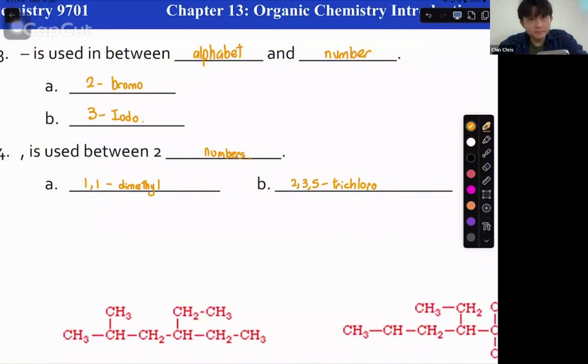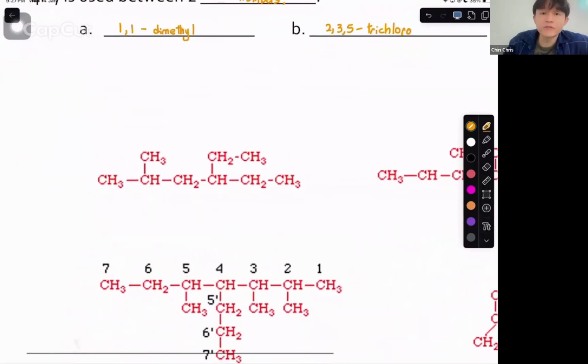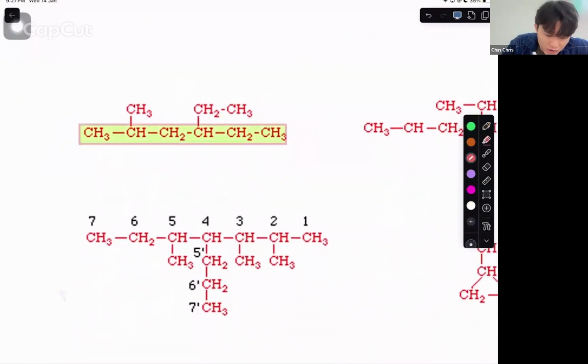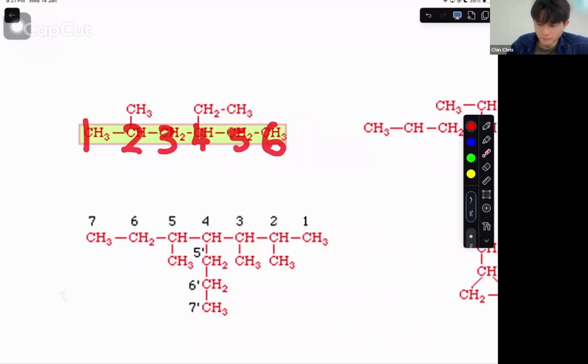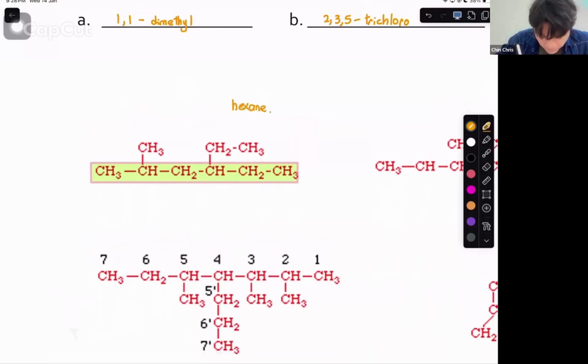Alright guys, next. Let's look at this question. I'll show you how to get the naming starting from the first one. Please highlight the longest chain. First is always to identify your longest. After getting your longest, name the carbon accordingly: 1, 2, 3, 4, 5, 6. You have 6 carbons, so we call it hexane. So name the longest first, that's your first step.